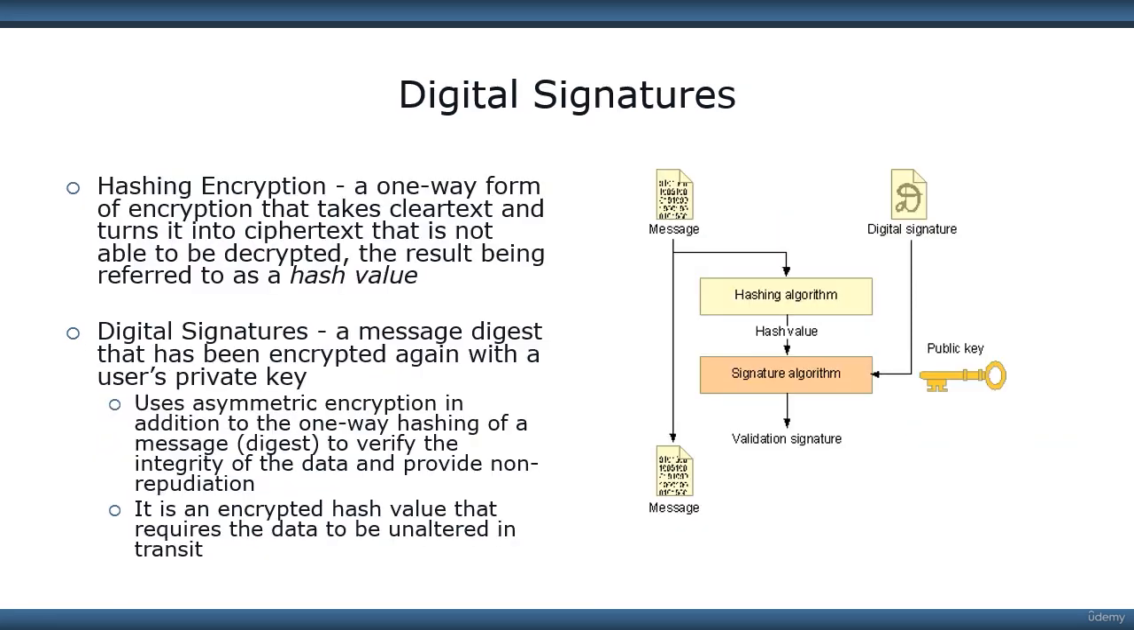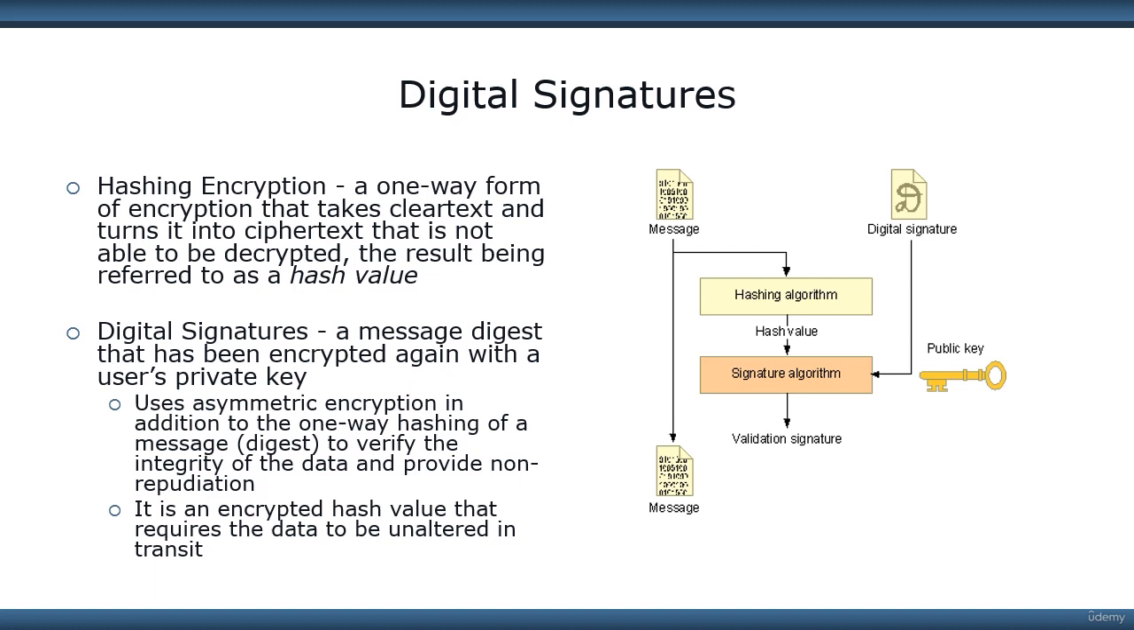Another concept is digital signatures and hashing algorithms. Hashing algorithms do encrypt data, but it's a one-way form of encryption that takes clear text and turns it into ciphertext that is actually not able to be decrypted. That's why we call it one way. The purpose is not to decrypt. It's a one-way encryption, and it's referred to as a hash value. Sometimes message digest would be the other name.